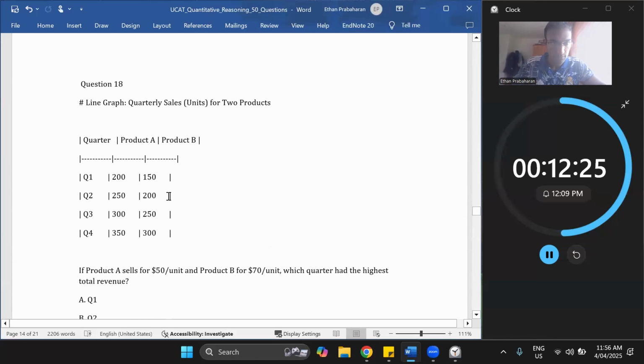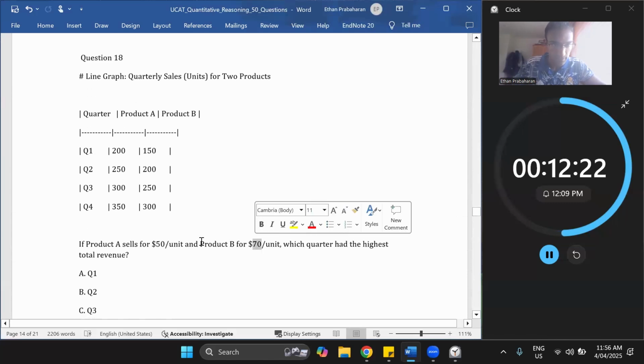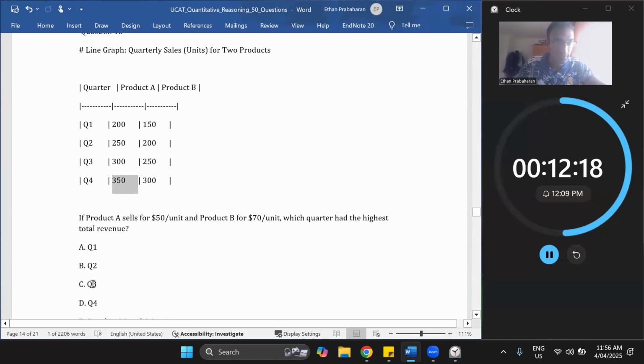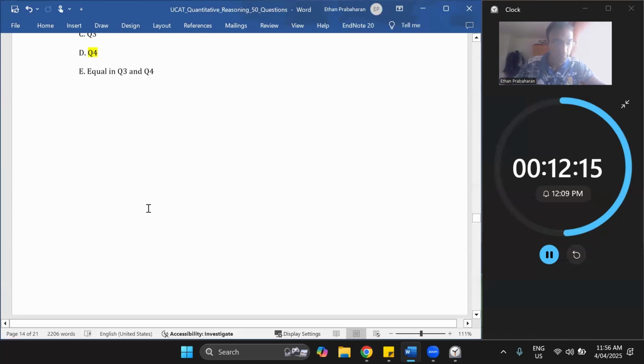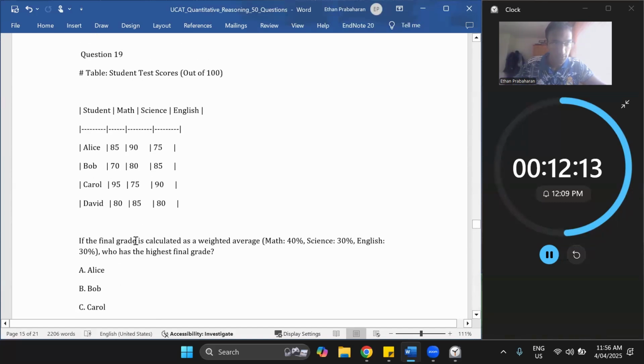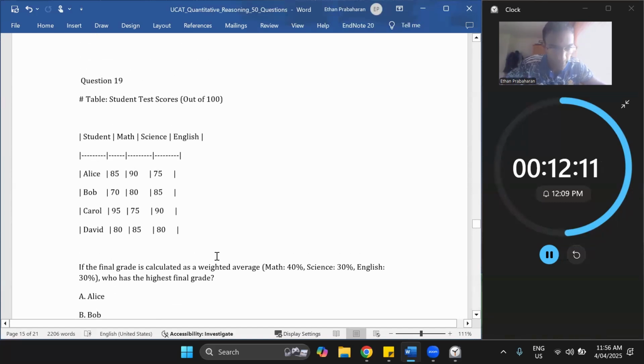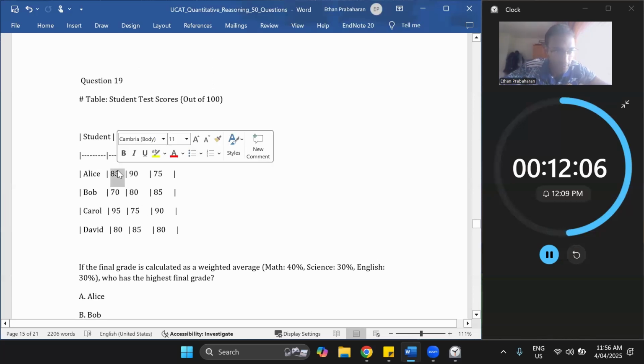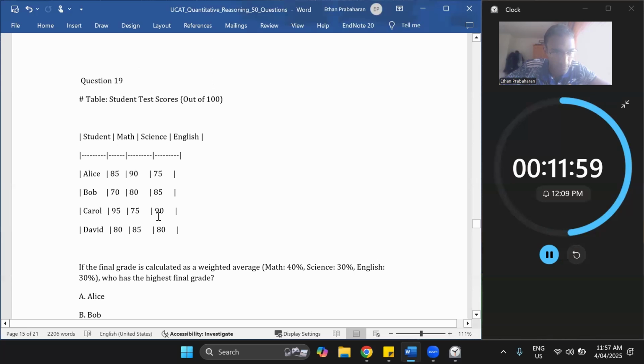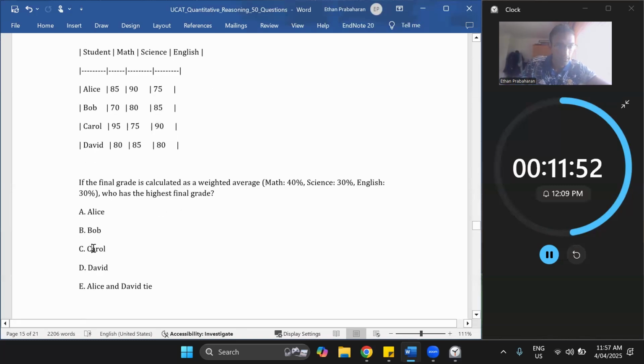quarter has the highest revenue? Oh, goodness. All right, B is higher, so let's look for a high number of B and the high number of A. That's a nice one. If the final grade is calculated as weighted, great. Who has the highest final grade? So I'm looking highest for maths, basically. That's pretty good. And will that be higher than? Yeah, so Carol will be the highest.